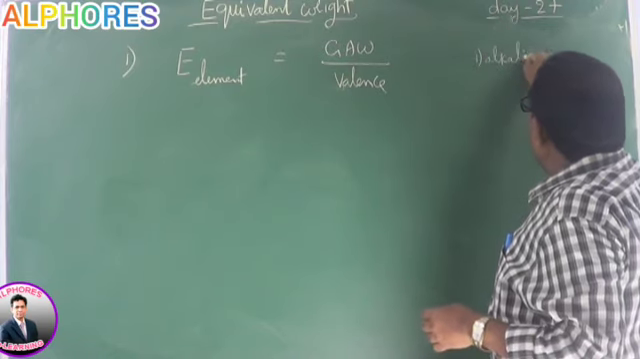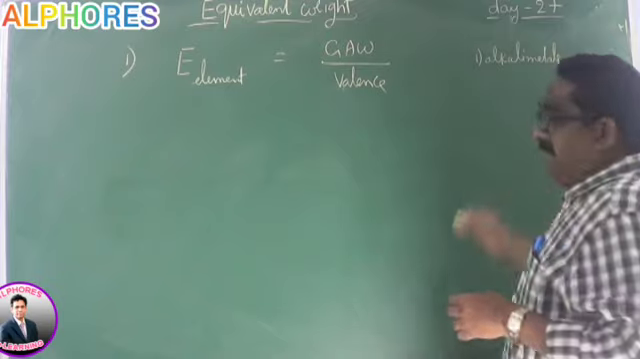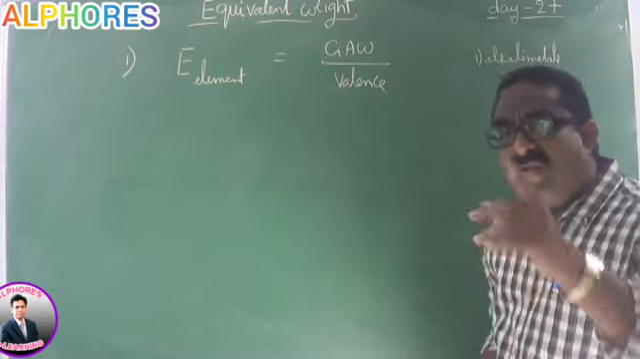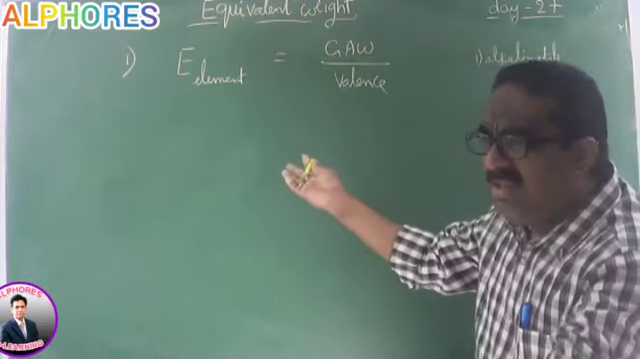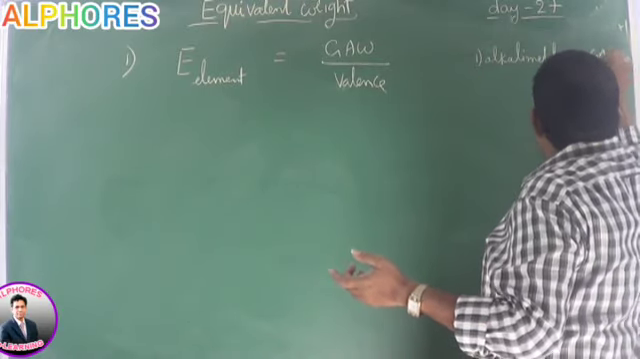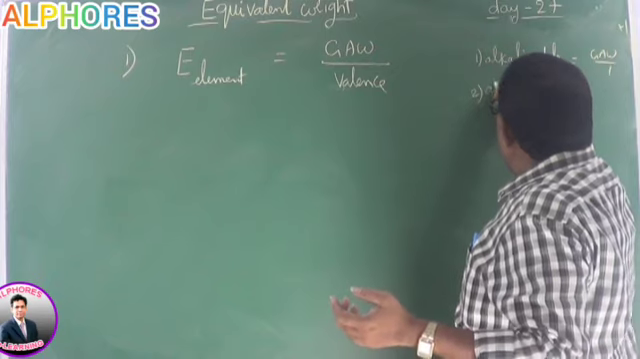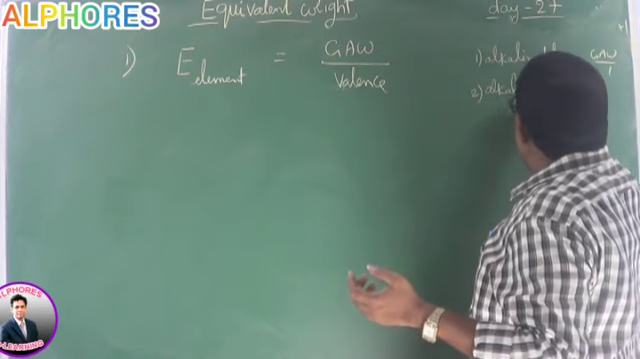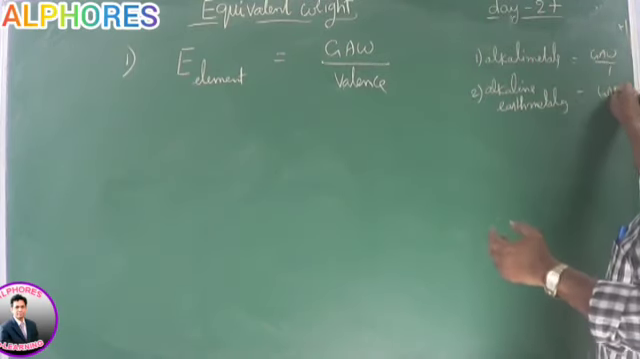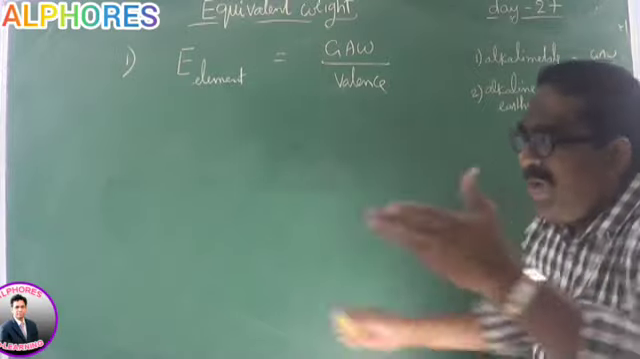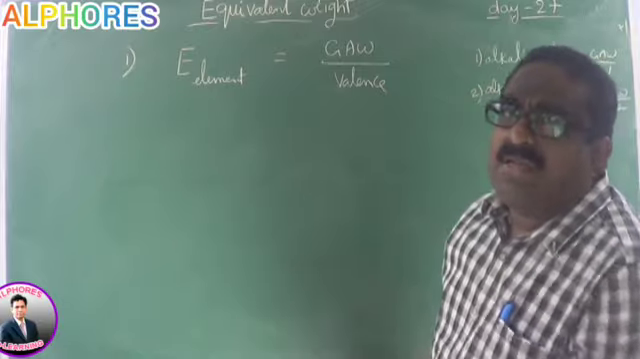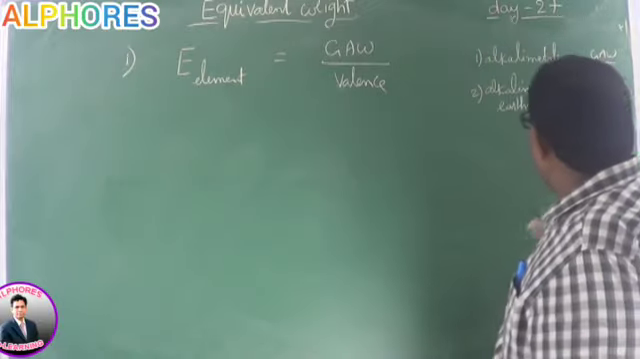I have already told you, students, for some elements equivalent weight may be fixed. Take alkali metals. What is the common valency? Only one. So the equivalent weight is fixed, that is GAW by 1. For alkaline earth metals, you know very well, valency is only 2, only +2 oxidation state, maximum valency and oxidation state. The difference is that without sign it is valency, with sign it is oxidation state. That's the basic difference between valency and oxidation state.